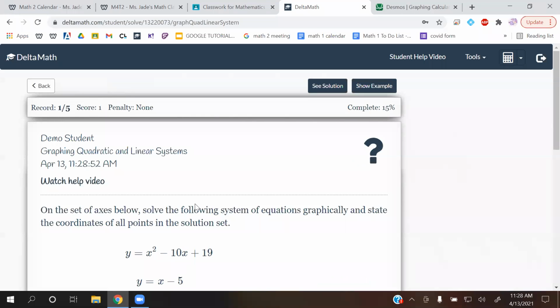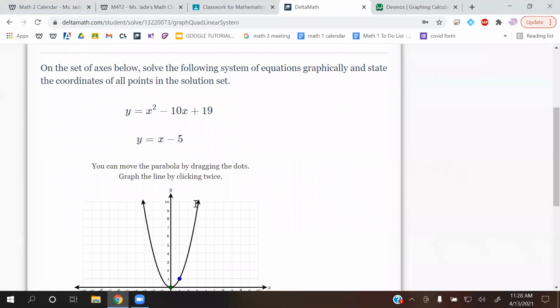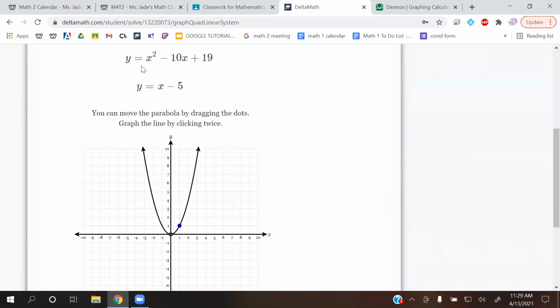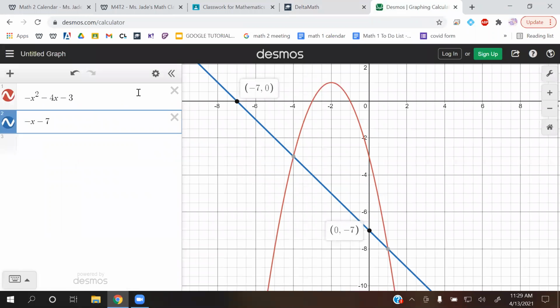And let's do 2 more from this one. So here we have the instructions. I'm going to read it. On the set of axes below, solve the following system of equations graphically and state the coordinates of all points in the solution set. So we have x squared minus 10x plus 19. Remember, go to Desmos, and I'm going to go ahead and type this in. X squared minus 10x plus 19.